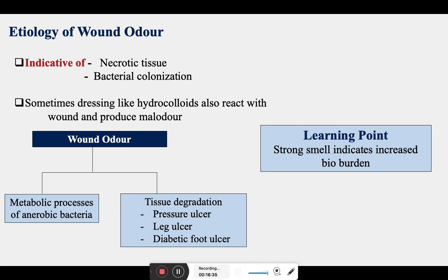So what is the learning point? The strong smell indicates increased bioburden. Bioburden means the presence of infection.